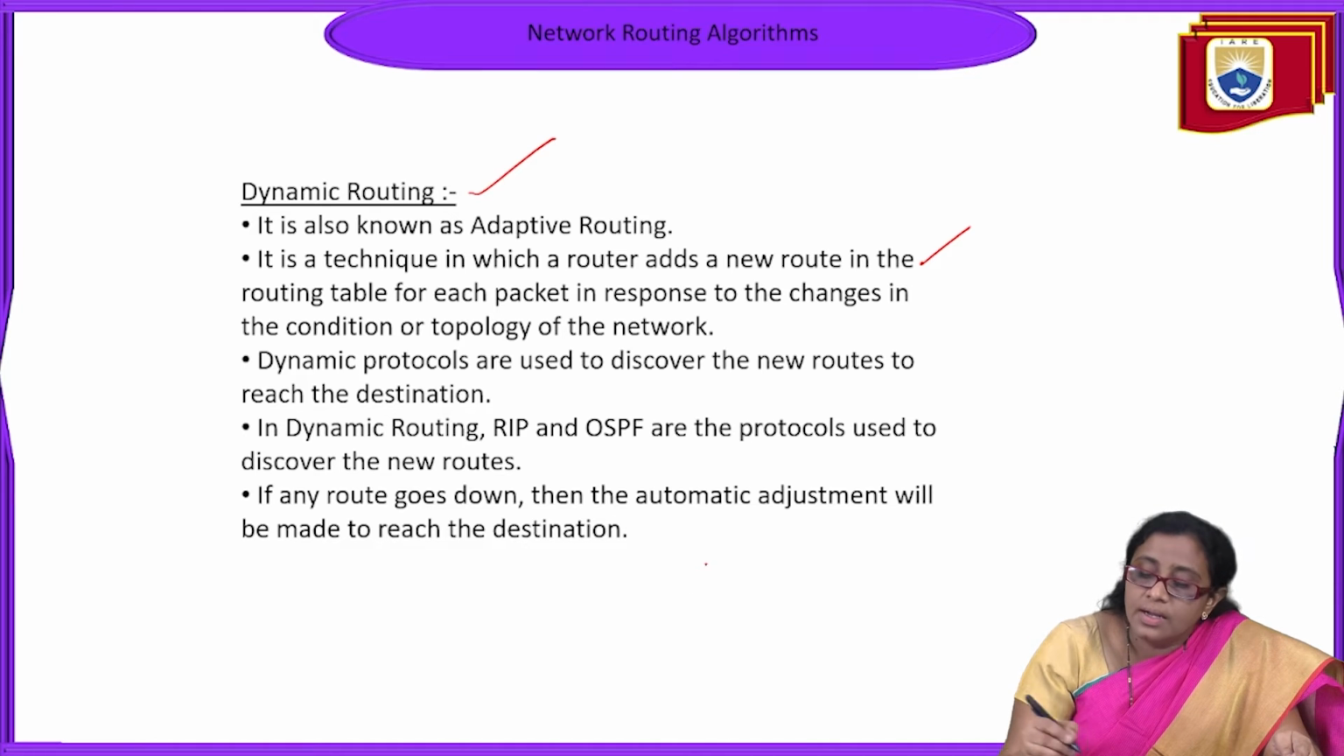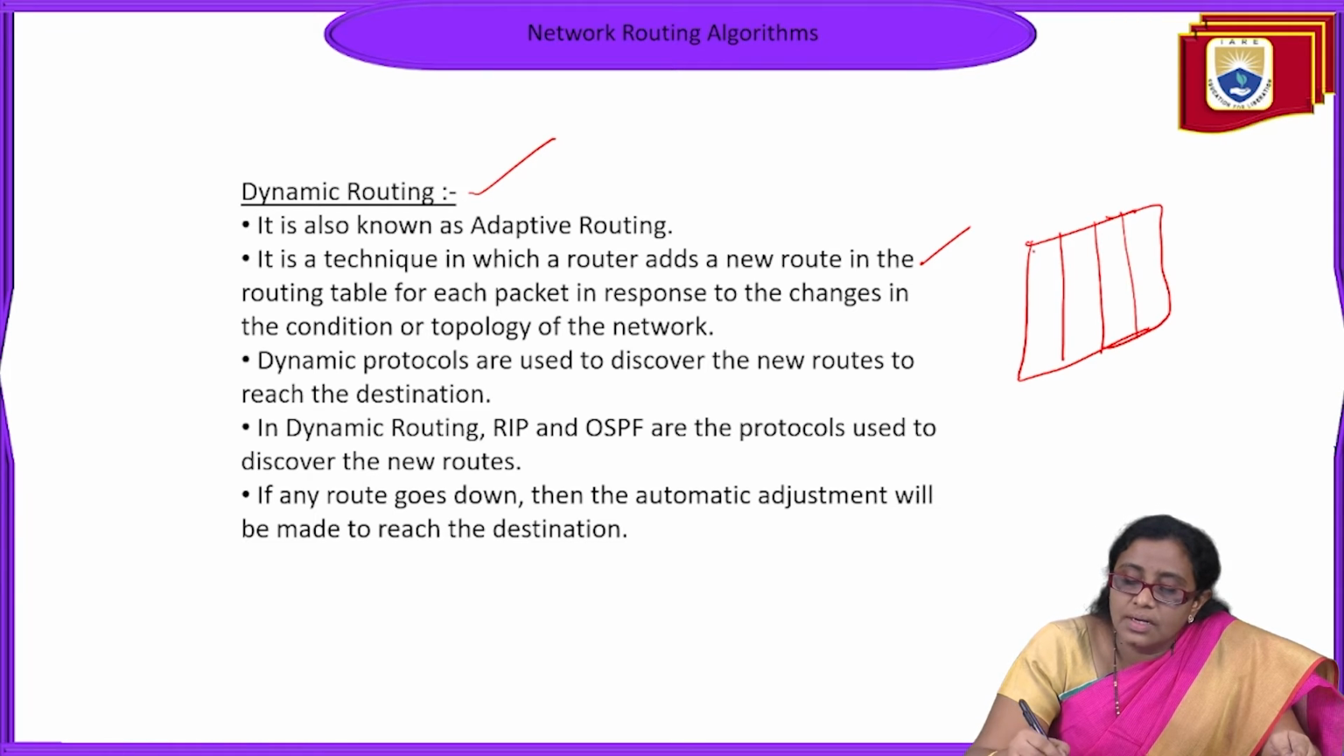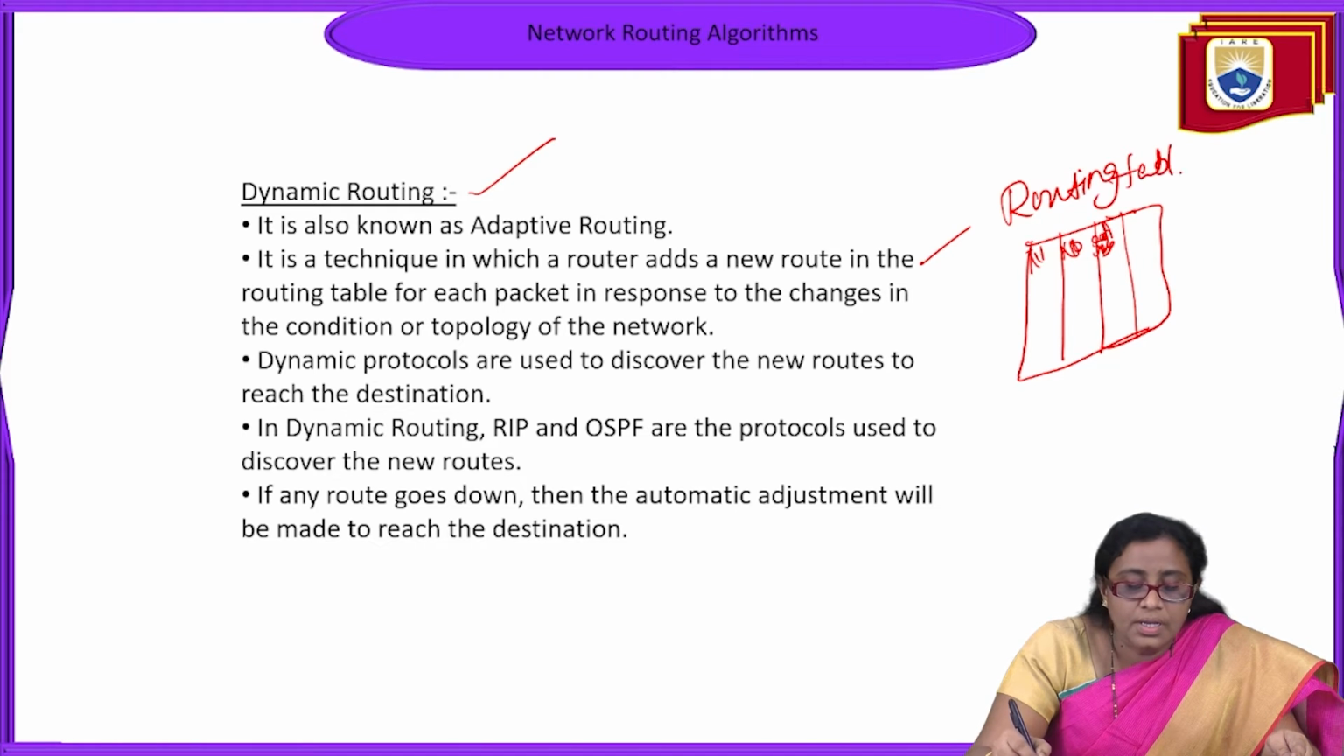Here, if you take the diagrammatic representation of a routing table, consisting of three columns and rows, it will contain the data packet name, the data packet number and the routing packet address. It is the address, name and the number. This is one example of a routing table.